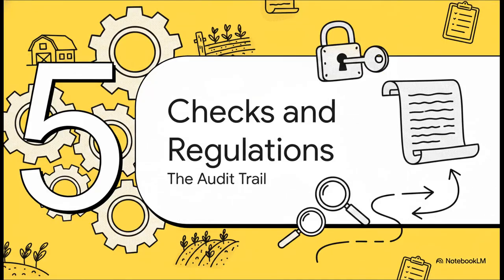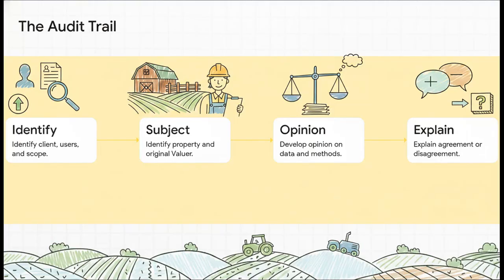And our final section, Section 5, Checks, Balances, and Regulations, the Audit Trail. Accountability is strictly maintained through a very deliberate step-by-step process. First, the reviewer identifies the client, intended users, and the scope. Second, they pinpoint the subject property and the original valuer. Third, they develop an opinion on the adequacy of the data and the methodology that was used. And fourth, and this is the really critical part, they must explicitly explain their reasons for agreement or disagreement.